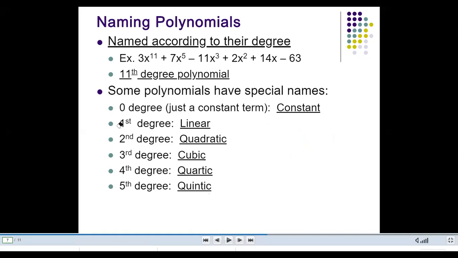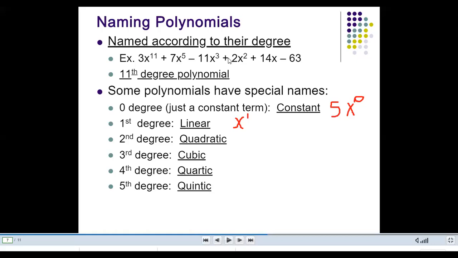When can we say it's first degree? X to the power of what? 1, yes. So this one, like 5x to the power of 0, is called a constant. First degree is when it has x to the power of 1.